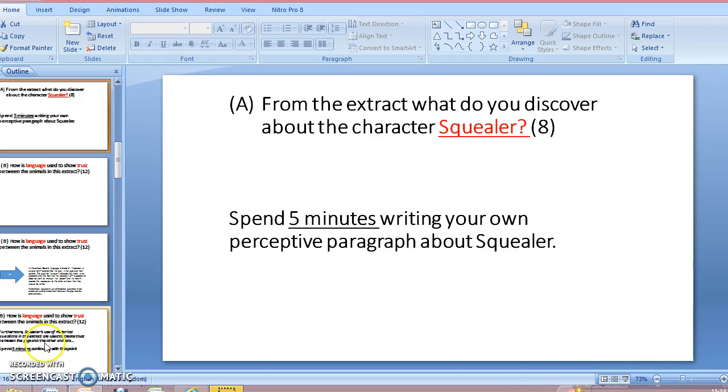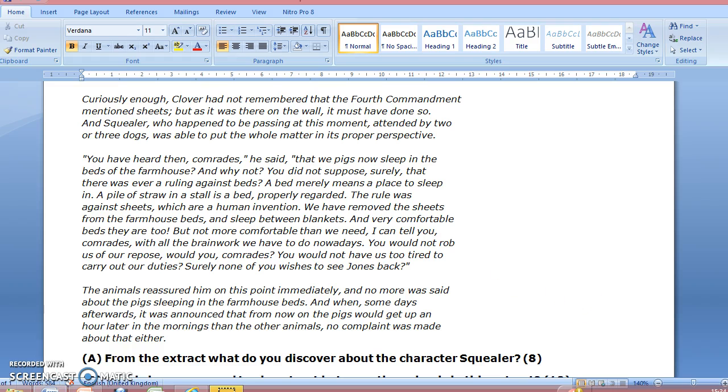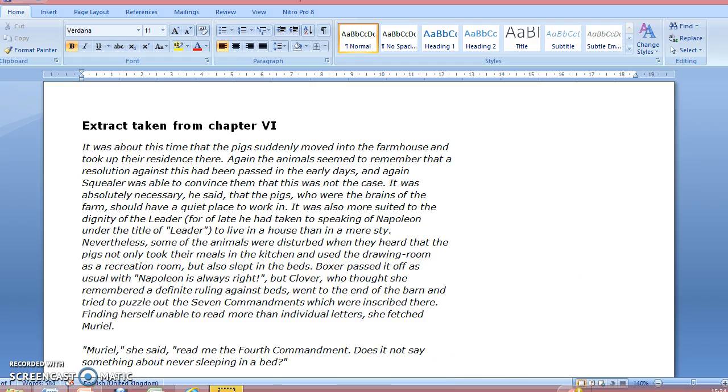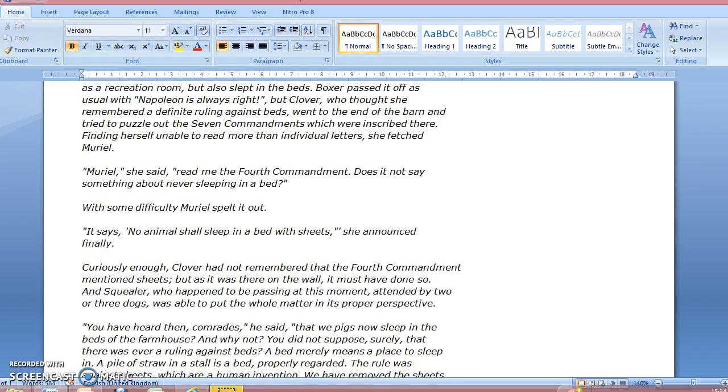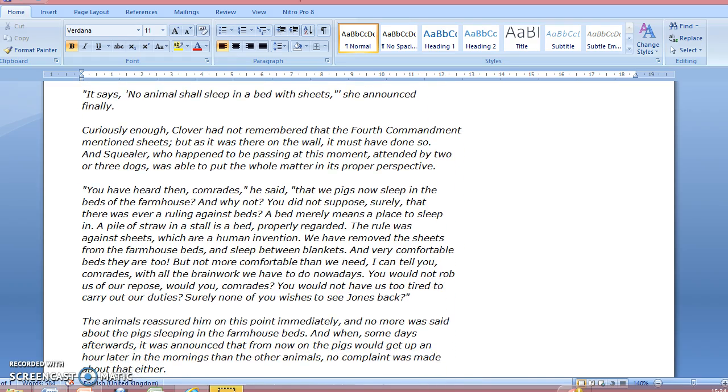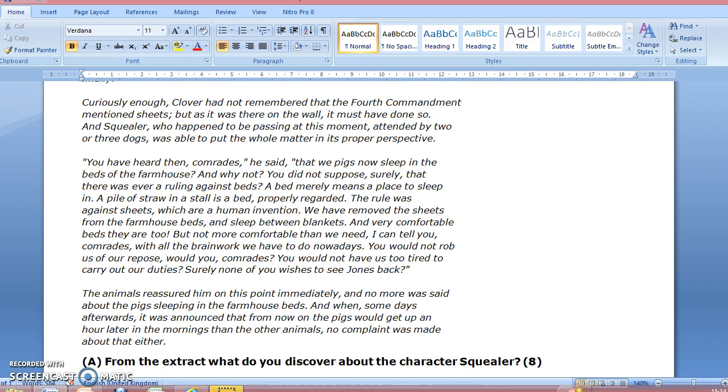To do that, I'll just show you the extract again, so you can pause it. Okay. What do you discover about the character Squealer?